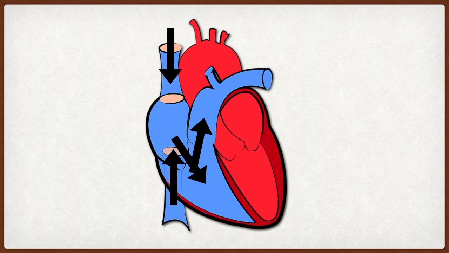Blood will then exit the pulmonary vasculature using the pulmonary veins and enter the left atrium. Blood will then flow from the left atrium to the left ventricle. Lastly, blood will flow out of the left ventricle through the aorta into the rest of the body.